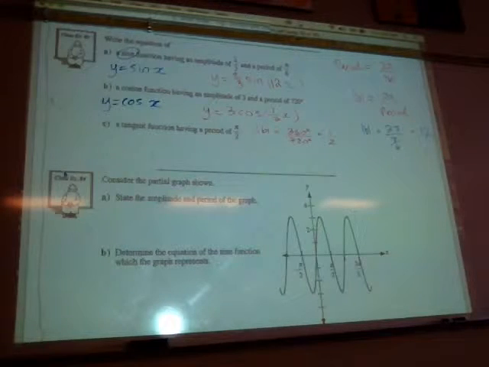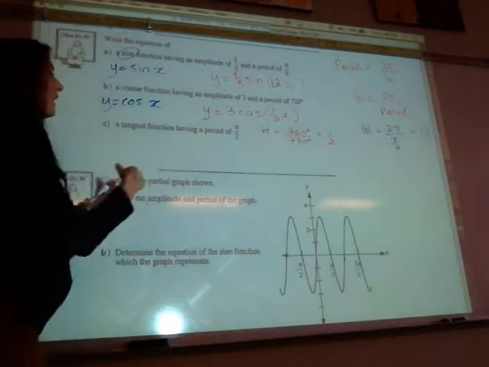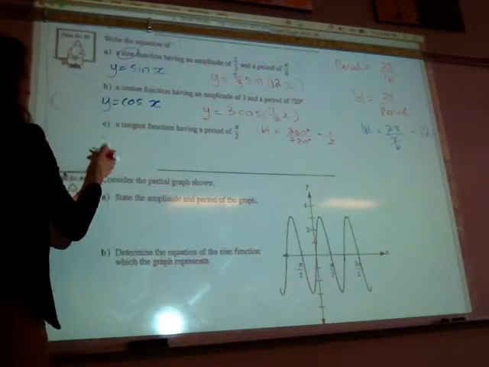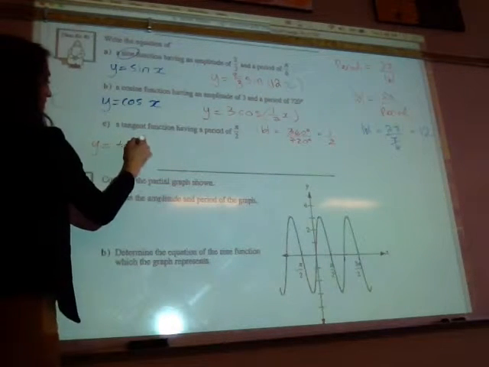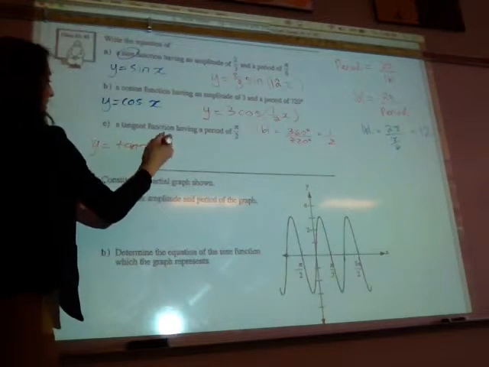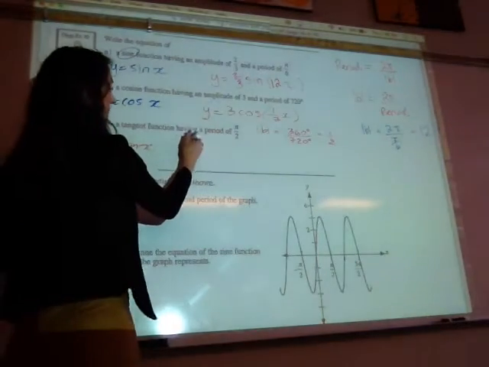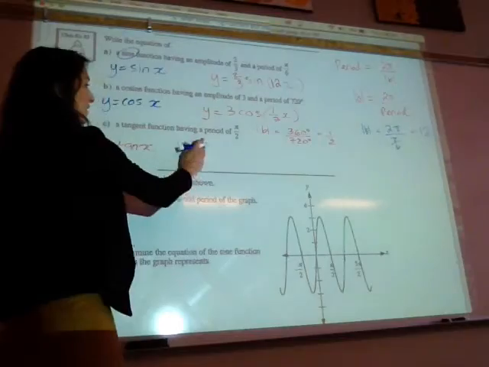Okay, lastly, we have a tangent function having a period of a half. How come they didn't tell us the amp? Good. The tangent graph doesn't have a max or min. There's no amplitude. So we're going to compare to y equals tan x. And let's first just figure out our b value. Actually, I'm going to start fresh.